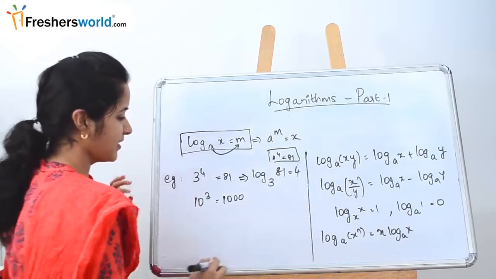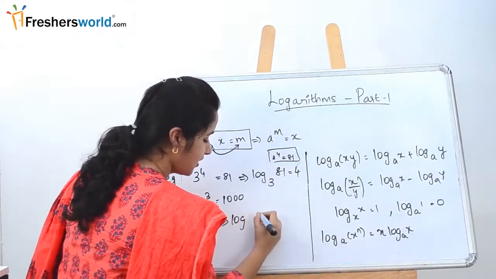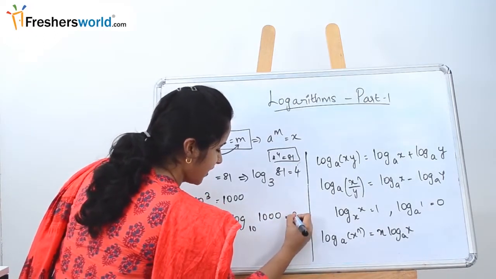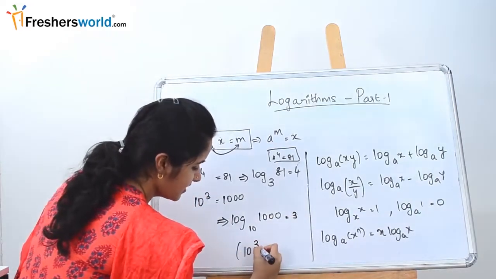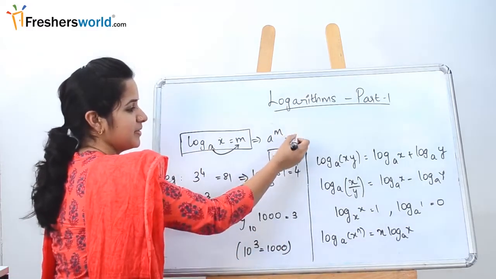Similarly, now we are going to represent this. How are we going to represent this? Log, put the 1000 next to it, then the 10 comes in the base, equal to 3. So how to recheck it? 10 power 3 is equal to 1000, which is similar to a power m is equal to x.